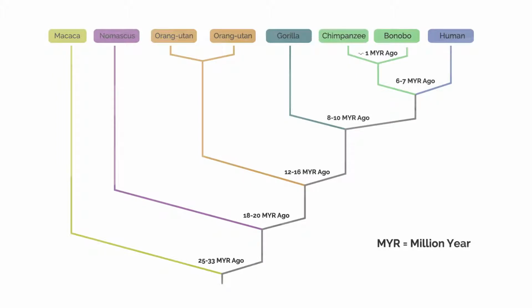A common ancestor is represented by each split in the branches of the taxonomic tree. How long ago did humans and gorillas diverge from an evolutionary perspective?